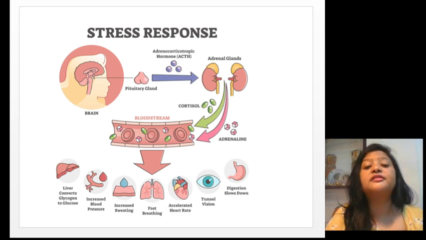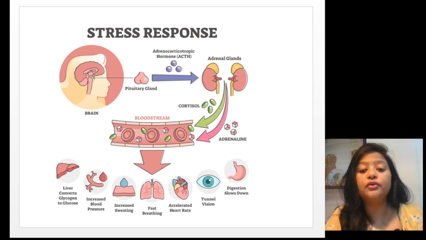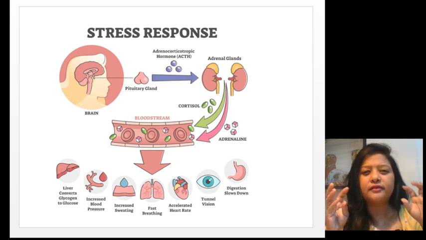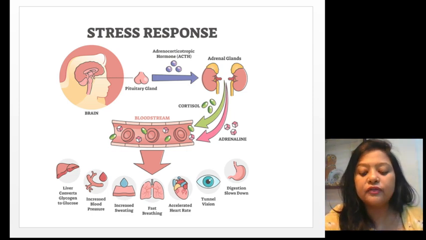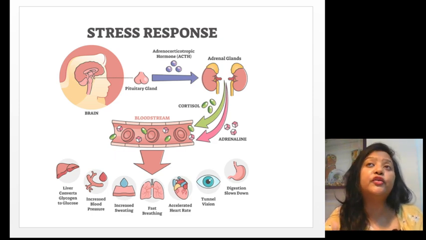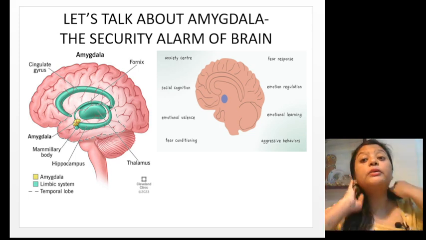Also your blood pressure starts increasing, and your heart starts beating faster and faster. You will start sweating, and your vision will change. Your digestion will also start to slow down, therefore you will feel something happening in your stomach, sometimes. Okay, so now we'll talk about the amygdala in detail.